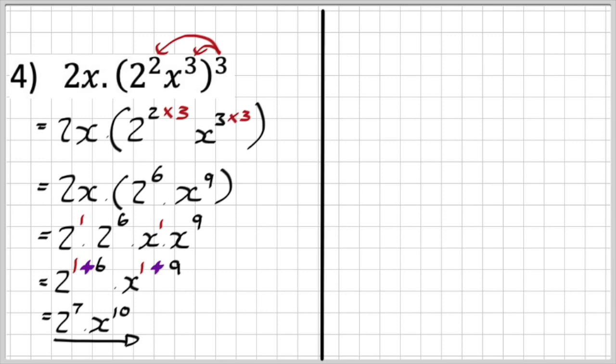Now, ladies and gents, you can leave it like that. But you can also go and be a clever cookie and say this is 128 x to the power of 10. Okay? Either or will be marked right in the exam, unless your teacher states otherwise. If your teacher states in exponential form, you would leave it like that.